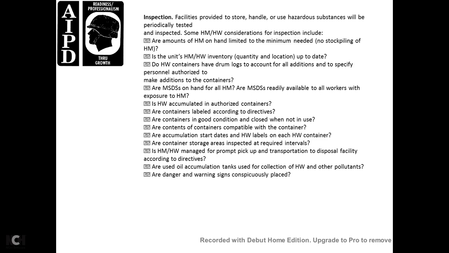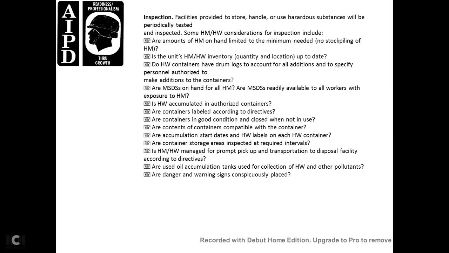If hazardous waste containers have a drum log, the log should account for all additions specified by the person authorized to make an addition to the container. Material safety data sheets should be at hand for all hazardous material and readily available to all workers with exposure to the hazardous material. If hazardous waste is accumulated in authorized containers, the containers should be labeled accordingly, kept in good condition, closed when not in use, and the contents compatible with the container.